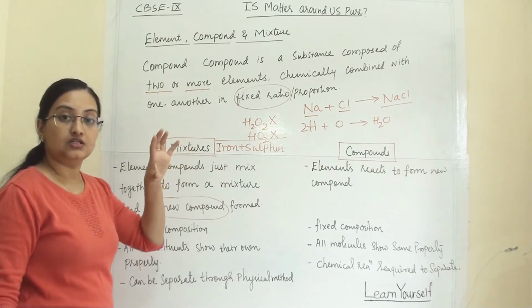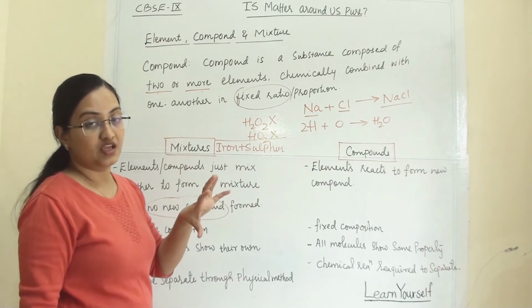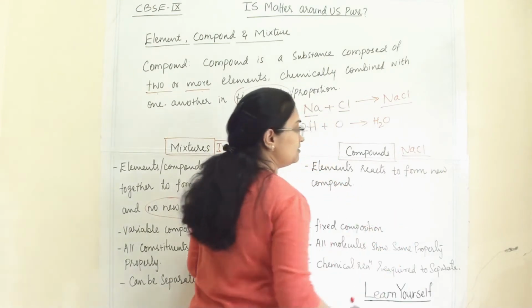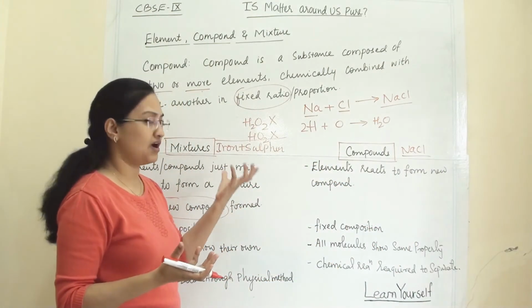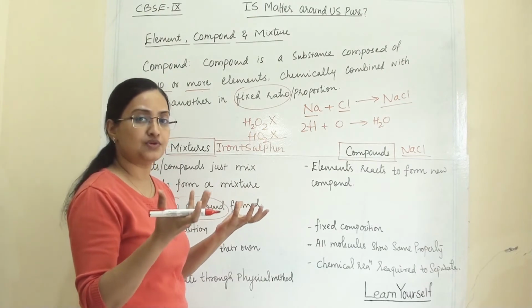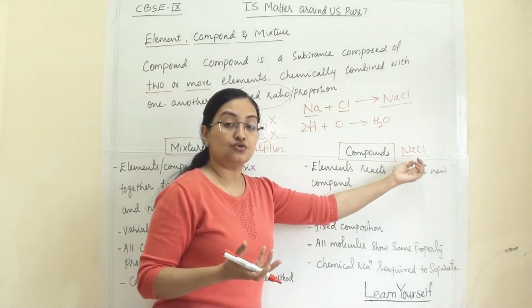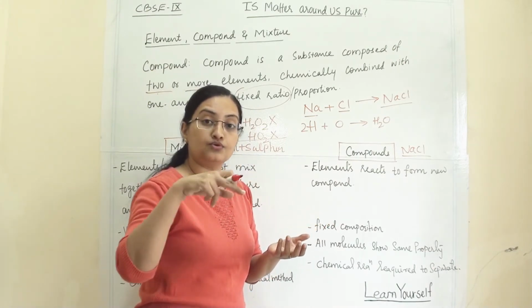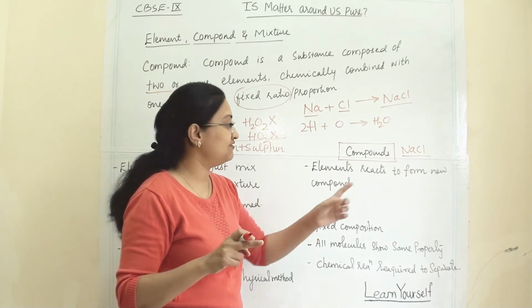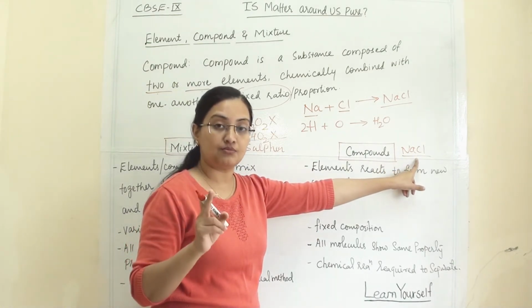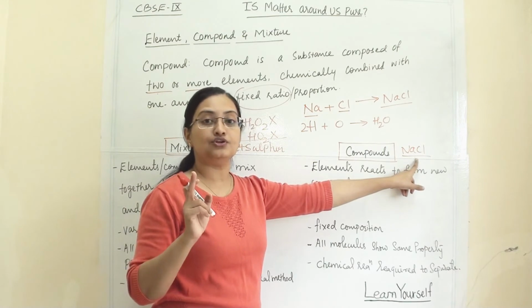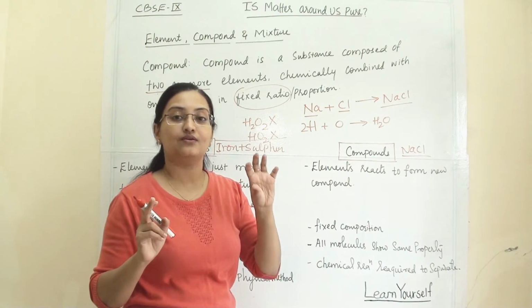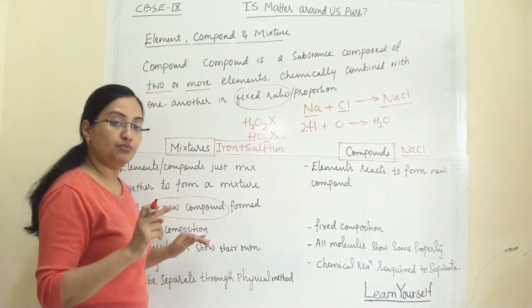Throughout the mixture, the composition will be variable. For a compound, we will take NaCl. In one petri dish we are taking a mixture of iron and sulfur, and in another petri dish we are taking salt. When you see a petri dish of salt, throughout it the composition will remain the same. Everywhere there will be a molecule of sodium chloride, and each and every molecule of sodium chloride will possess the property of sodium chloride only.